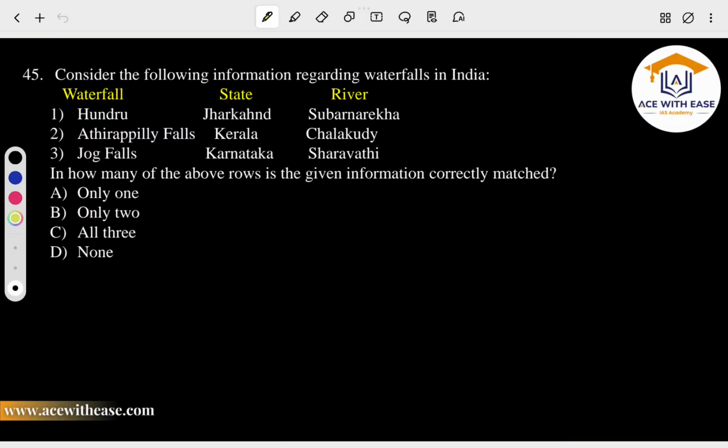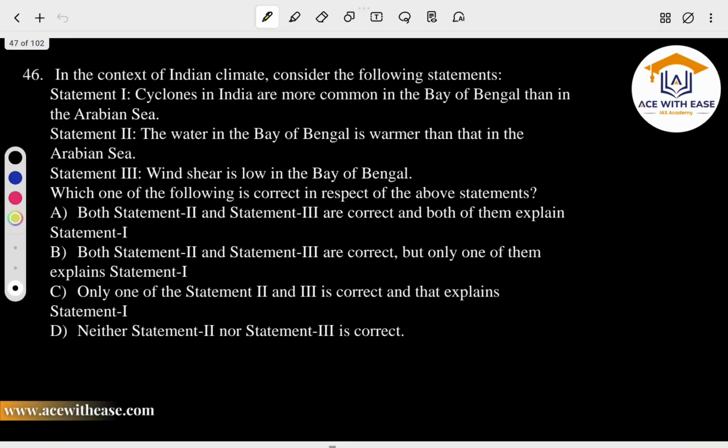45th, which of the following are information regarding waterfalls? So we have first one, the Hundru waterfalls in Jharkhand. It's located on Subarnarekha river, correct. We have Athirappilly falls in Kerala, located on the river Chalakudy. Yes, this is also correct. Jog waterfalls in Karnataka, present on the Sharavati river. Yes, it is also correct. So which of the following is correctly matched? All the three are being correctly matched.